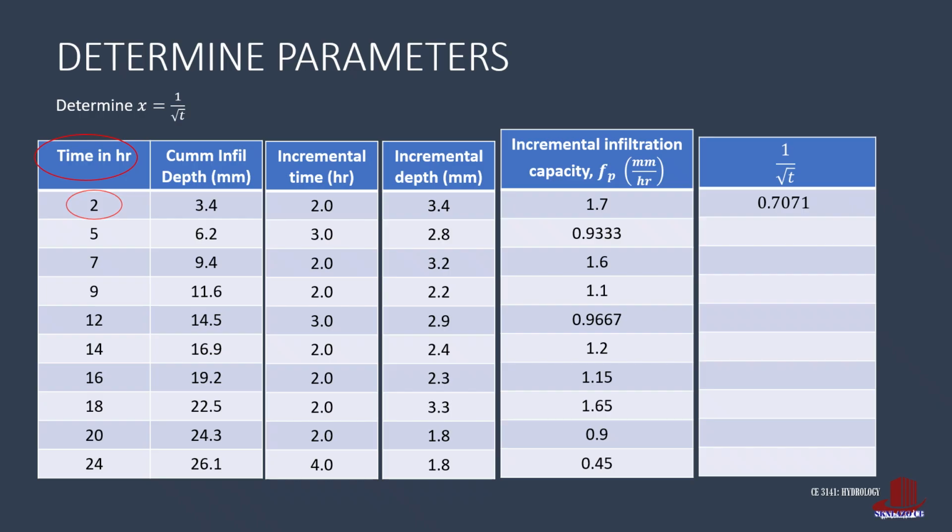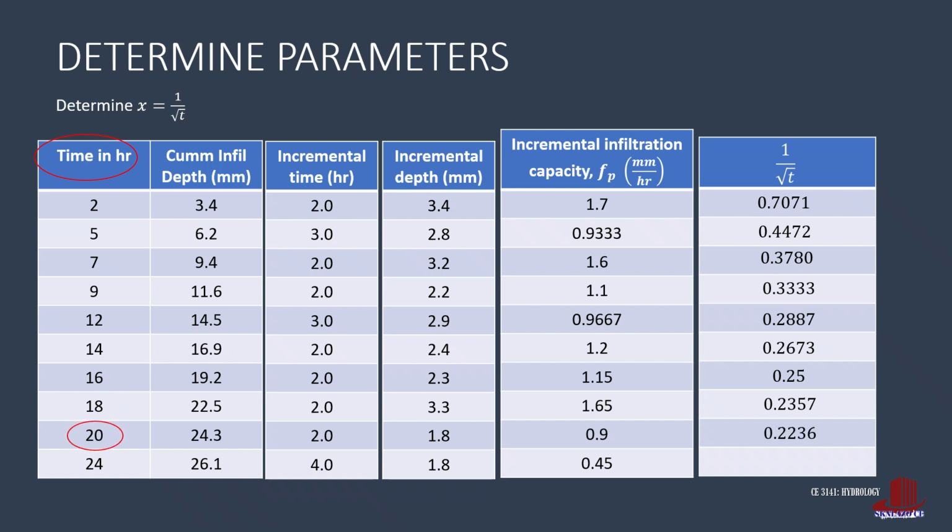0.7071. 1 over the root of 5 is 0.4472. Next is 1 upon the root of 7, giving 0.3780. Next is 1 all over the root of 9, which is 0.3333. Moving on to the next, 1 over the root of 12 is 0.2887. And 1 over the root of 14 is 0.2673. Also 1 upon the root of 16 is 0.25. Then the reciprocal of the root of 18 is 0.2357.